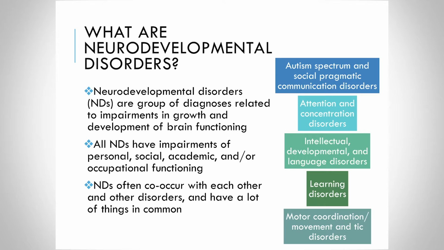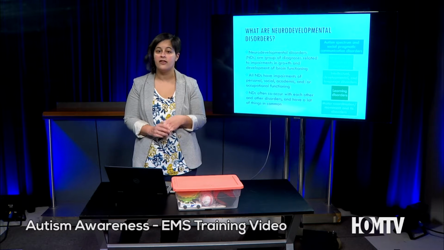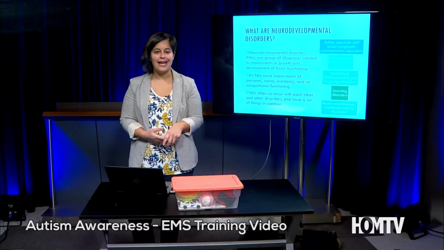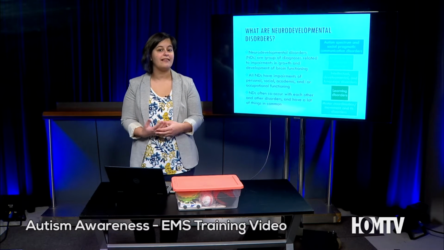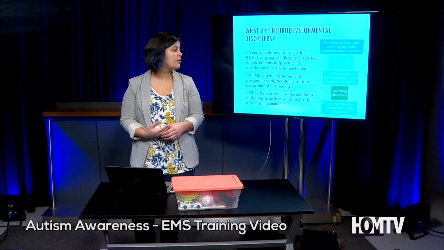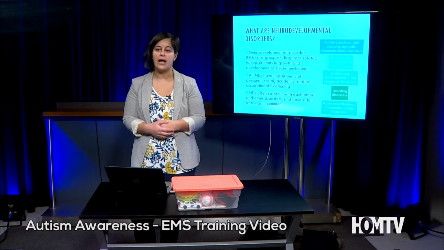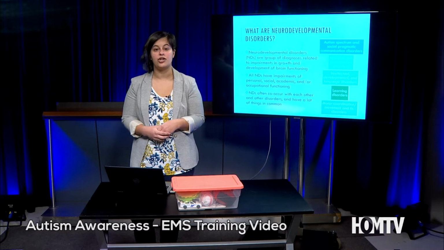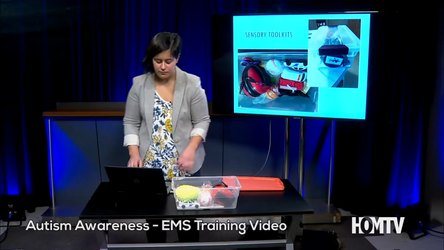They have a lot in common. And so in addition to autism spectrum disorders and social pragmatic communication disorders, there's attention and concentration disorders like ADHD. There's intellectual, developmental, and language disorders. There are learning disorders, dyslexia, for instance, and then motor movement coordination disorders and tic disorders. These are all under the umbrella of neurodevelopmental disabilities, and they have a lot in common in terms of the strengths and weaknesses and challenges that these individuals face.